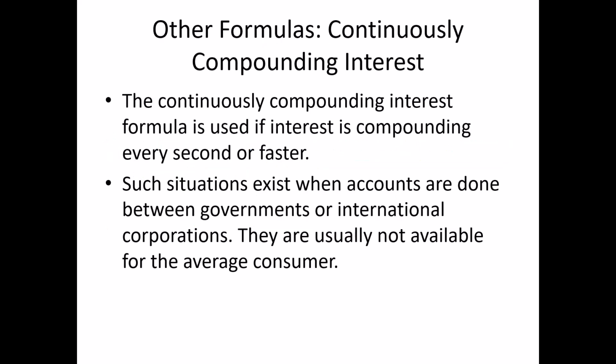The continuously compounding interest formula is used if interest is compounding every second or faster. Such situations do exist when accounts are done between governments or international corporations, but they're usually not available to the average consumer.